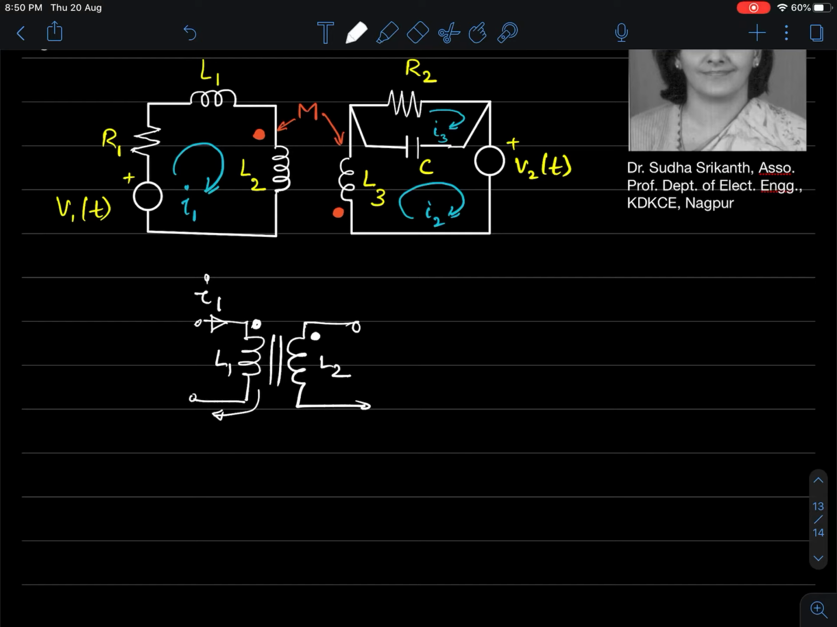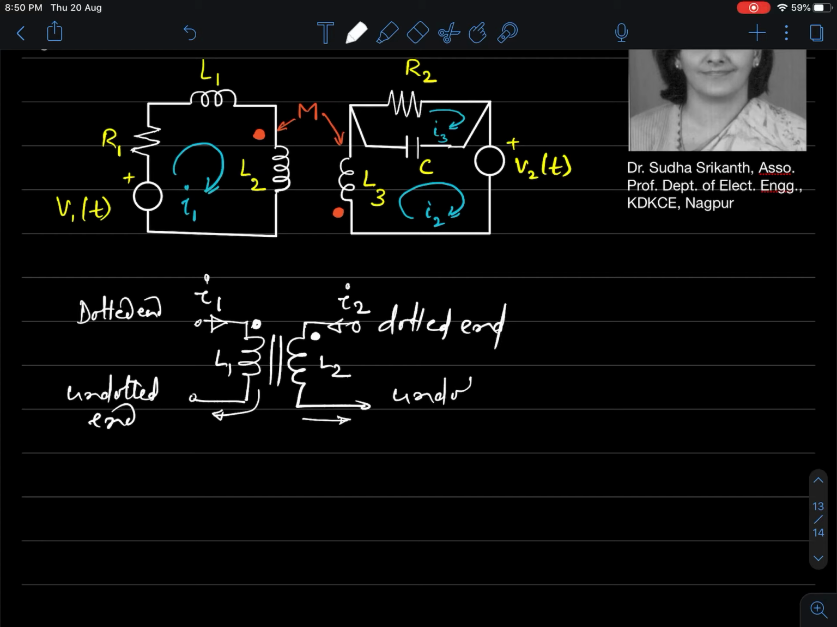Similarly and simultaneously, if I assume another current I2 to be flowing through L2 such that I2 enters the dot and leaves the undotted end. In both the coils, the top is the dotted end and the bottom is the undotted end.